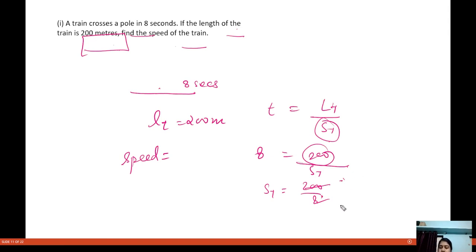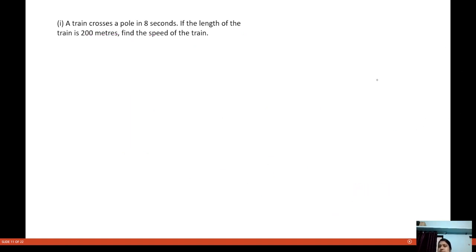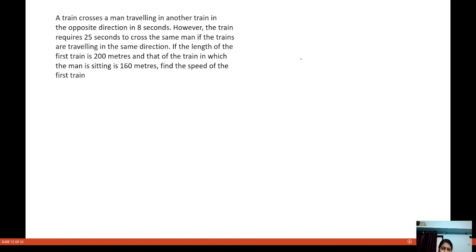Obviously, 4 twos are 8, 4 fives are 20, 50 times, and we have 25 meter per second as the speed of the train. So this becomes so simple. This becomes so simple, you can calculate anything. Let us look at this also. This will be a very simple question for us.